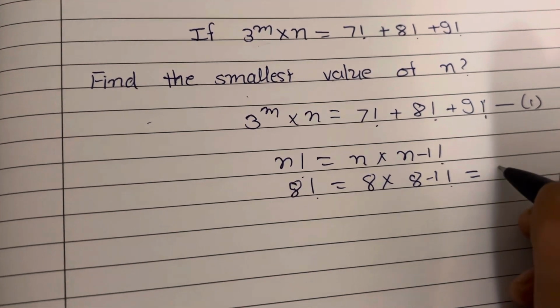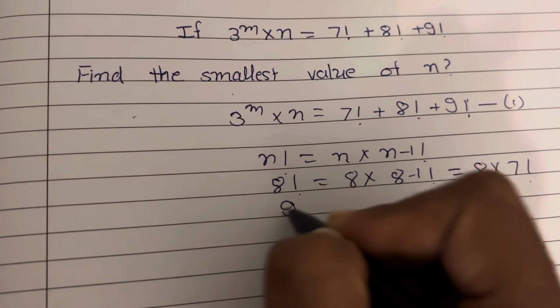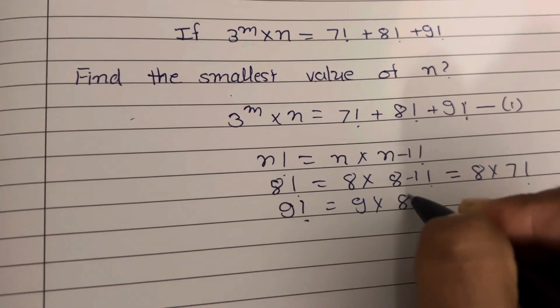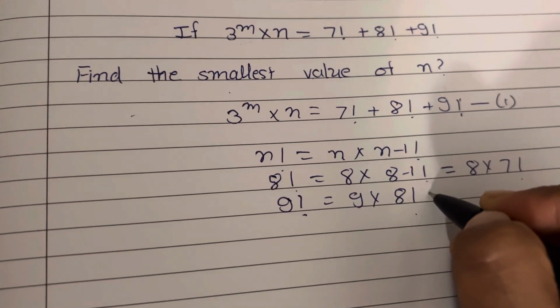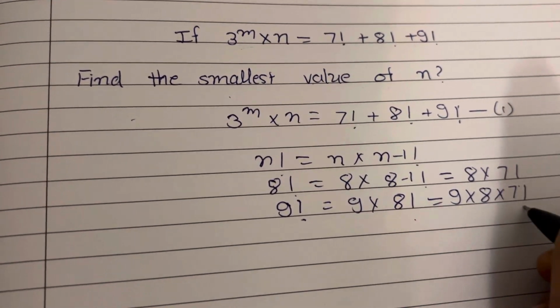which is equal to factorial 7. So 8 into factorial 7. Similarly, factorial 9 becomes 9 into factorial 8, and factorial 8 is equal to 8 into factorial 7, which is equal to 9 into 8 into factorial 7.